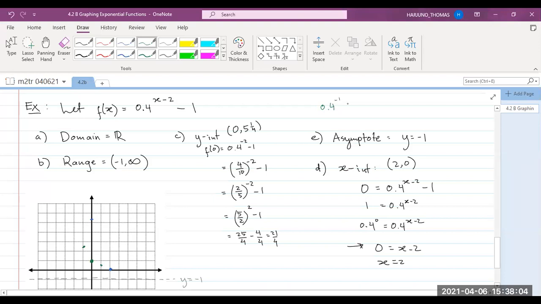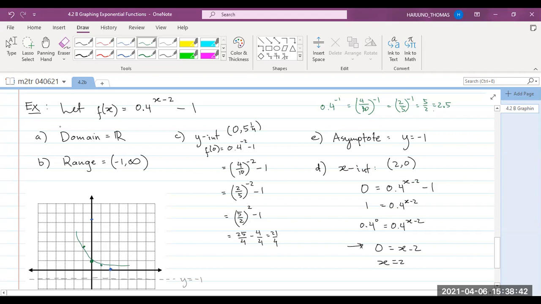0.4 to the power of -1 is 4 over 10 to the power of -1. That's 2/5 to the power of -1, which is 5 over 2, which is 2.5, right? So when x equals to -1 in the basic function 0.4 to the x, the graph will look like this.